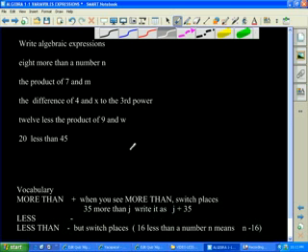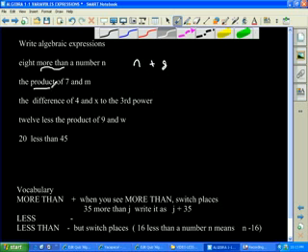So let's go up here to see some expressions that we have. Right now we have 8 more than a number n. There's that more than. So we're going to switch places. We're going to use that variable n. We're adding because more than means to add, n plus 8.